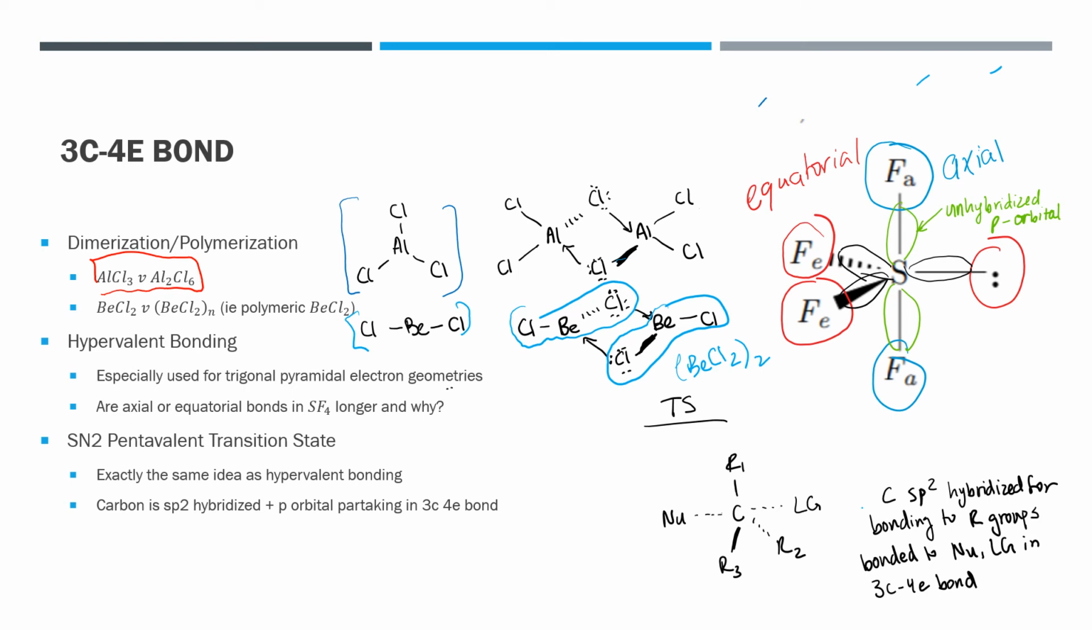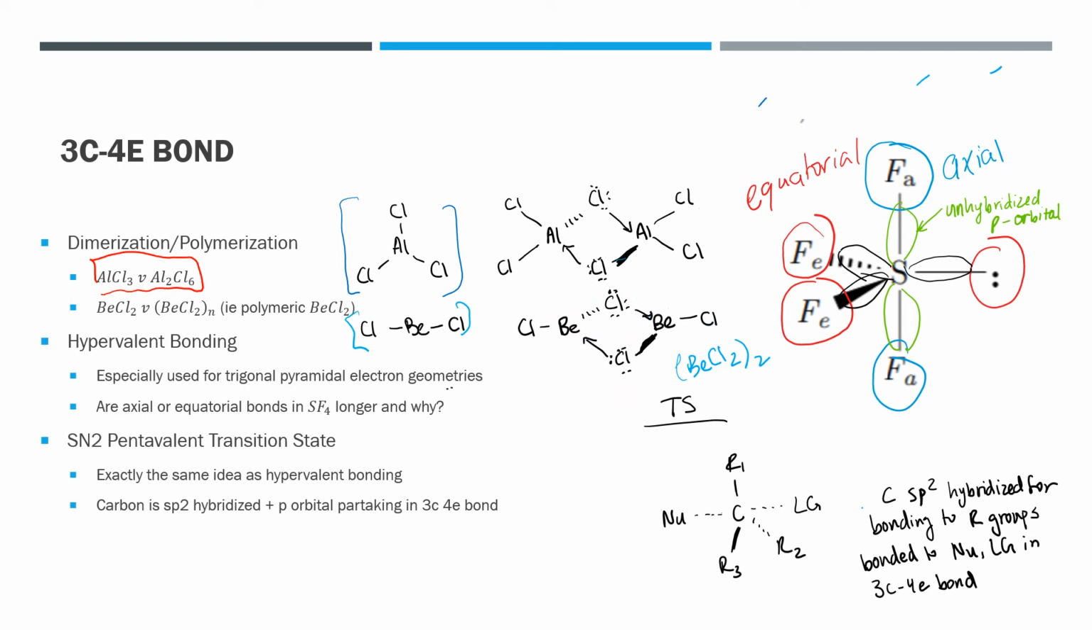Chlorine is attacking the beryllium. The other chlorine is attacking the other beryllium. We have these coordinate covalent bonds being formed, and this creates our 3-center 4-electron bonding. So basically, in dimerization, 3-center 4-electron bonds are just coordinate covalent bonds forming between monomers. So we can see that.